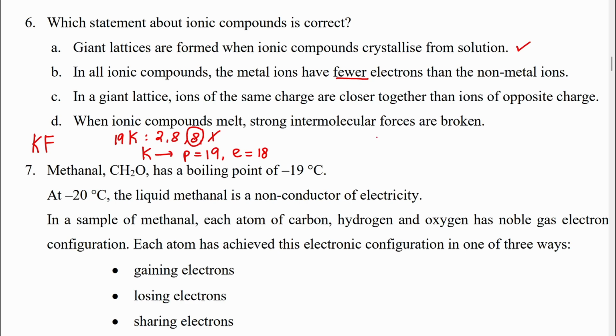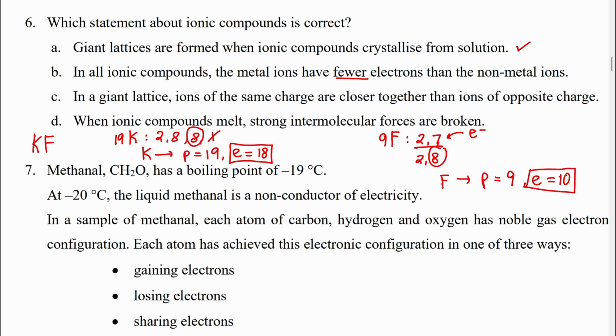And what is the atomic number for fluorine? 9, right? So fluorine is 9 and the electronic configuration is 2, 7. So the 1 electron that is removed from potassium is gained by fluorine. So fluorine will gain 1 electron and at the end, fluorine will become 8. So fluorine in this case, the proton number is 9 while the electron number here is 10. So now you compare, potassium has 18 electrons, but fluorine at the end will have 10 electrons. So option B is wrong.